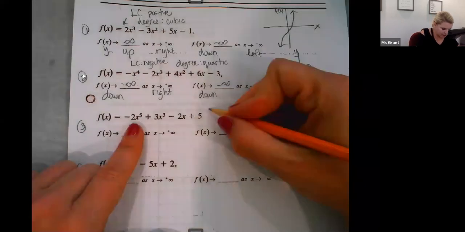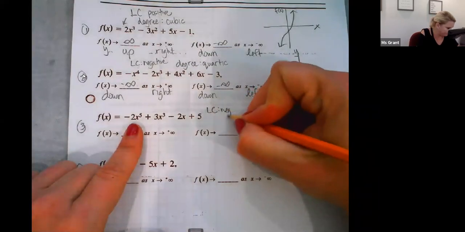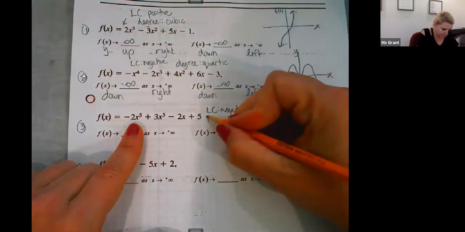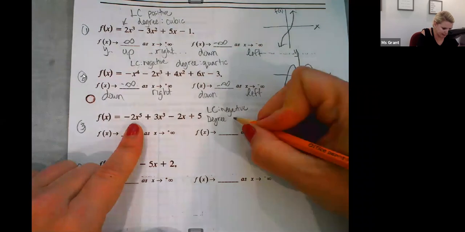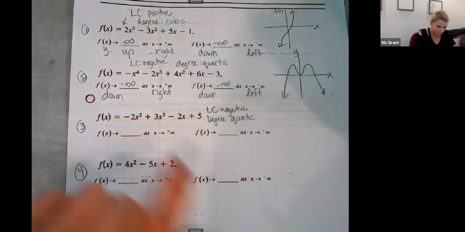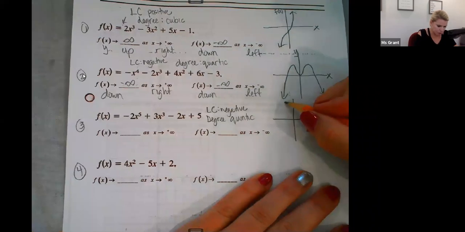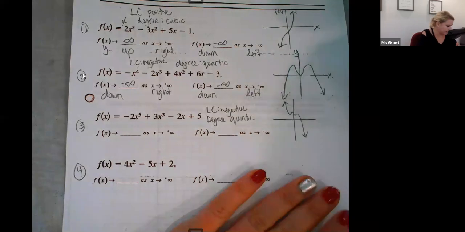Oh, the leading coefficient is negative. My degree is quintic. It's something like that. Okay.